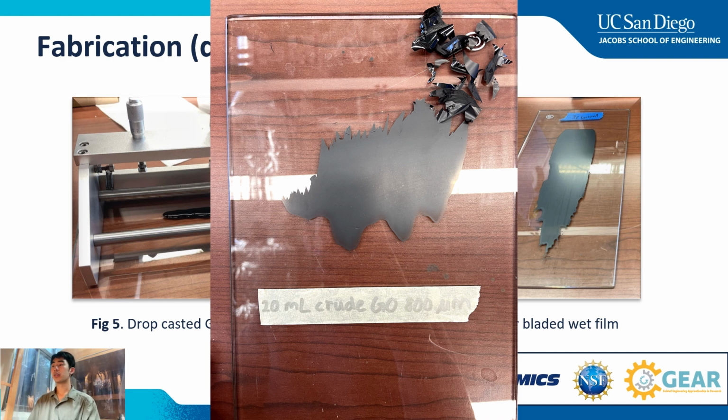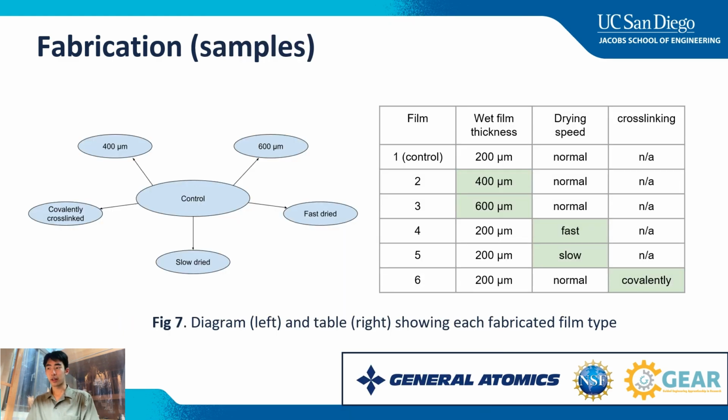And then, this is where the varying processing parameters come in. I doctor bladed a 200 micron wet film as the control film, a 400 micron wet film, a 600 micron wet film, a film that I dried in a drawer, a film that I dried in a fume hood, and a film that I stuck into a vacuum filter post-drying to covalently self-crosslink.